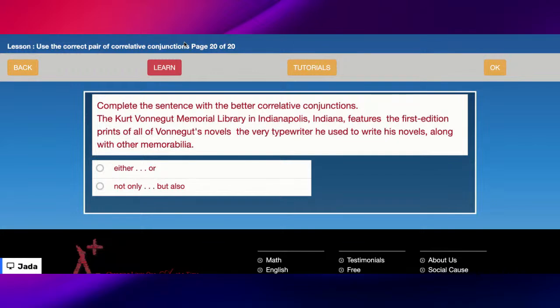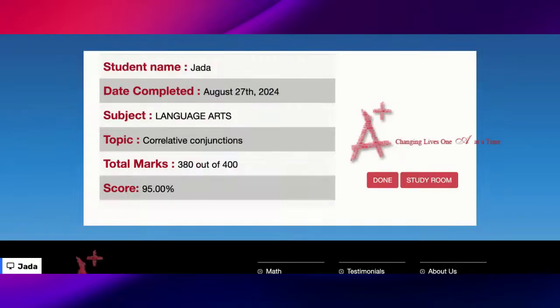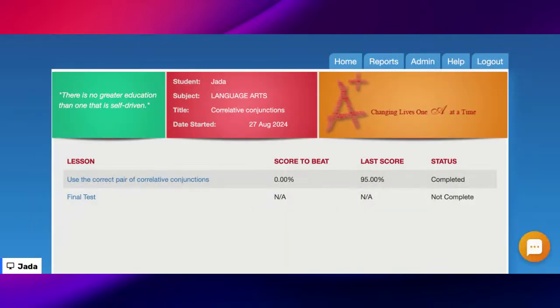So we also did this already in our tutorials, and we had Von Goethe's novel dash the Typewriter. So I think that one. Okay. So that's it for the correlative conjunctions. You can check with yourself. If you've done this, then fine. You can move to the final test. But if you've not done this lesson, you have to try to complete this lesson and then move over to your final test.